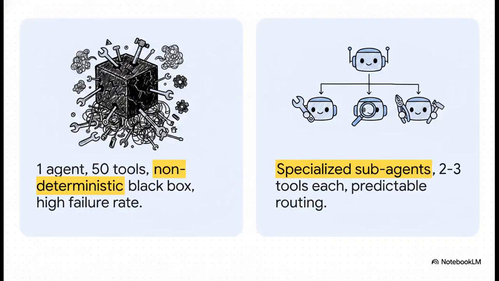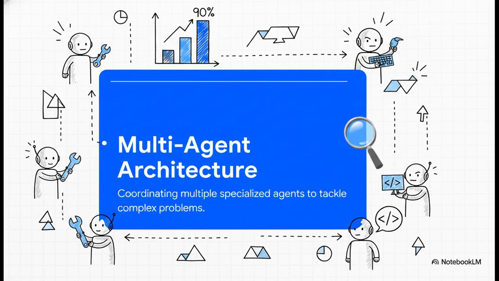The contrast here is pretty stark. Instead of one overloaded black box just failing constantly, you architect a system of narrow, highly specialized sub-agents. You give each sub-agent maybe 2 or maybe 3 specific tools, crystal clear instructions, and you manage the whole thing with deterministic software workflows. And hey, this isn't just theory.